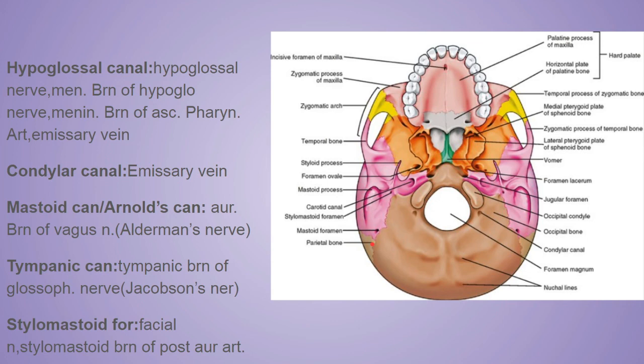Now the tympanic canaliculus is present between the jugular fossa and the carotid canal, and this mainly transmits the tympanic branch of the glossopharyngeal nerve, also known as Jacobson's nerve, to the middle ear cavity. Now the stylomastoid foramen is present at the posterior part of the root of the styloid process and mainly transmits the facial nerve and the stylomastoid branch of the posterior auricular artery.